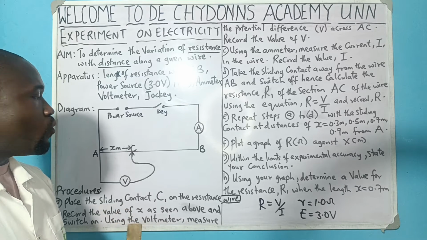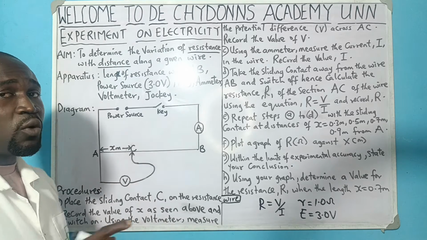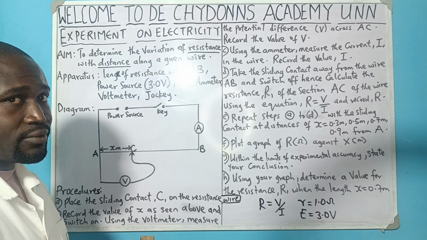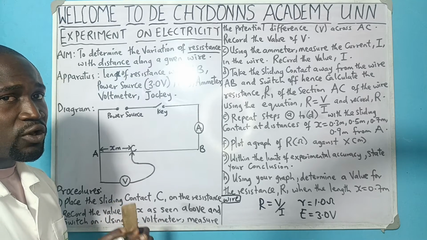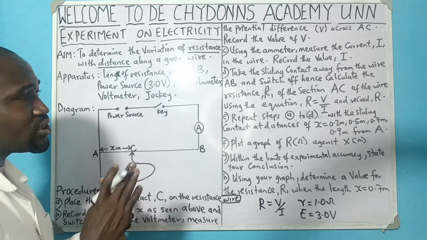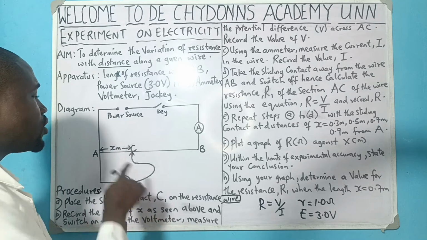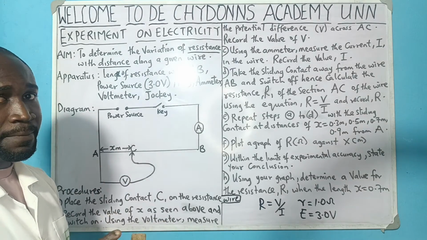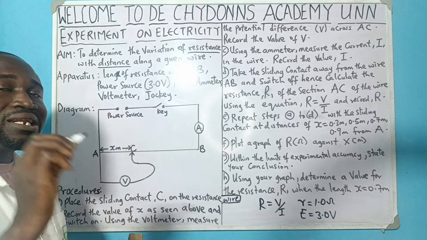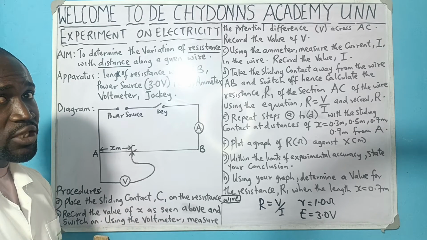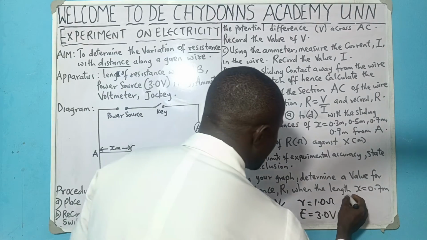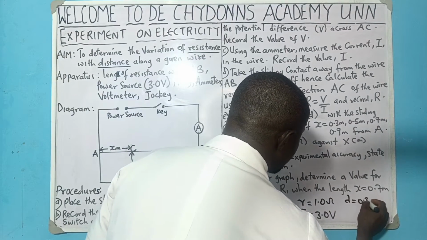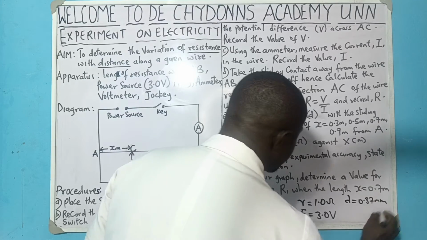Now, the type of wire we use is what we call constantan wire. I'm just telling you the parameters we need to answer this without touching the apparatus. The diameter of this constantan wire was checked using a micrometer screw gauge, and we got the diameter to be equal to 0.37 millimeter.